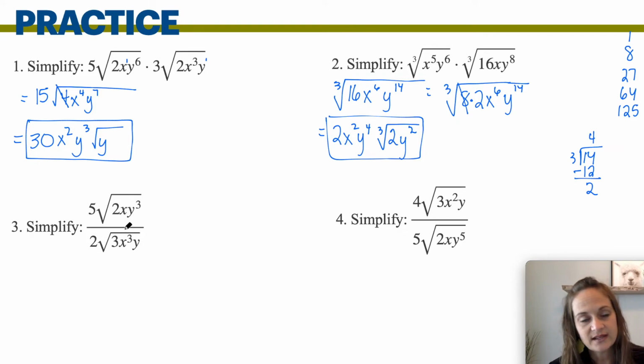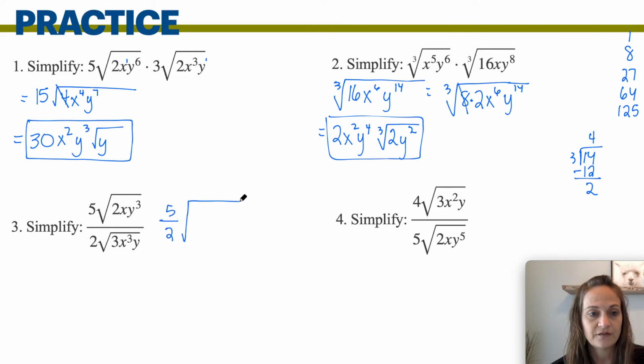Next, I need to go ahead and simplify the x's and the y's first. So I'm going to write the 5 over 2 out front, and the 2 over 3 are going to stay in the numerator and denominator, but the x's I'm going to subtract. 1 minus 3 is 2, and it stays on bottom because the bigger exponent is on bottom. And then 3 minus 1 is also a 2.